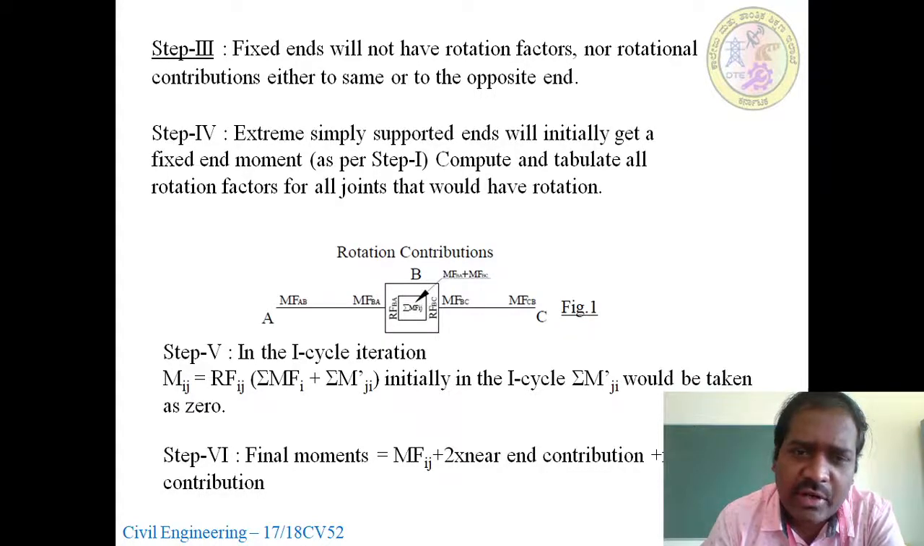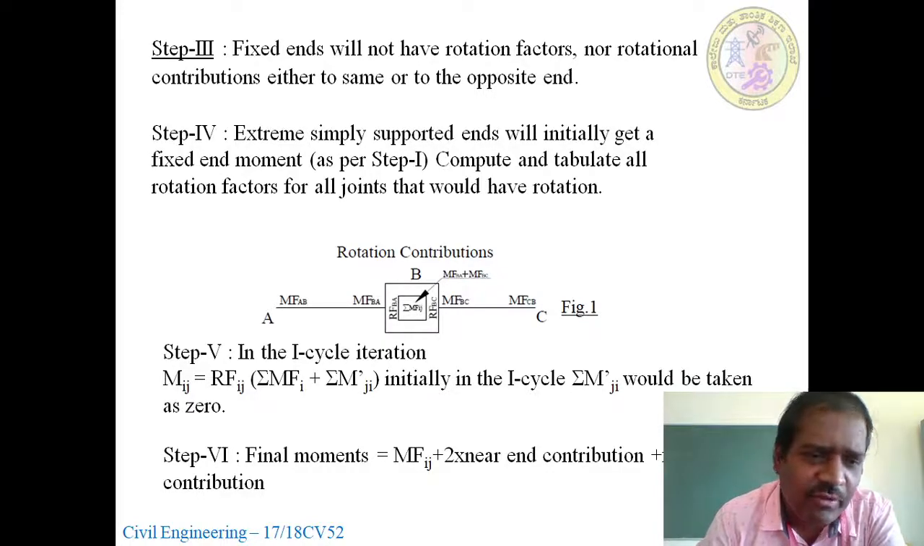And at the smaller box, we have MFIJ, summation of two fixed moments at the related joint. If we are considering the joint B, MFBA plus MFBC. So you have to add, then put it there. Rotational factor already you have calculated in the second step, so put the values. Fixed end moments already you have calculated in the first step, just put the values. I will tell you how to solve the values by flow diagram.